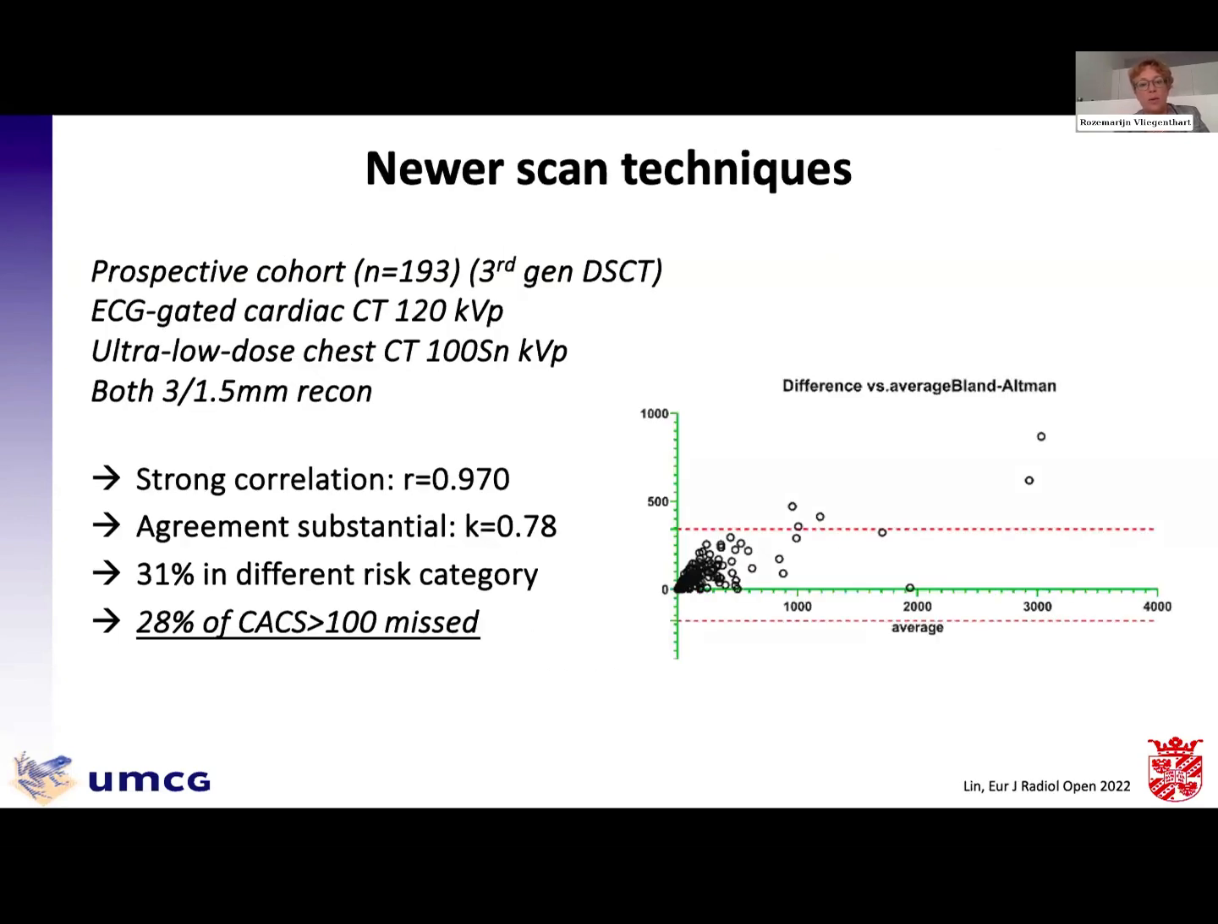And this is one specific study that used third generation dual source CT, and they compared the cardiac CT to ultra low dose chest CT with a tin filter, and they used the same reconstruction. And again, they found a very strong correlation and substantial agreement, but they actually found 31% in a different risk category, and 28% of those with a high calcium score of more than 100 were missed. So it seems even with new scanner generations that we still find underestimation of those with a high risk.